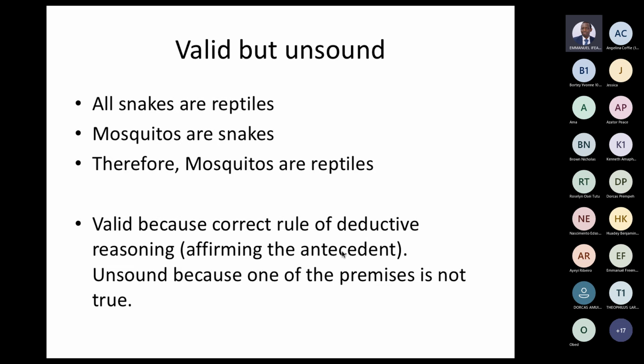Valid but unsound. All snakes are reptiles. That's true. Mosquitoes are snakes. That's false. Therefore, mosquitoes are reptiles. That's false. So, is it valid? Yes, it's valid. Mosquitoes are snakes affirms the antecedent. So it is valid because it is an argument that affirms the antecedent in order to reach its conclusion. But it's unsound because one of the premises is not true.